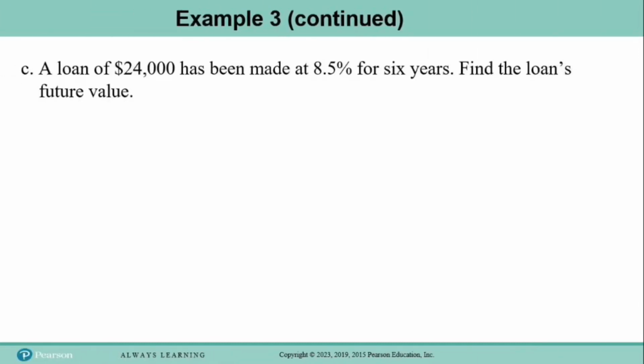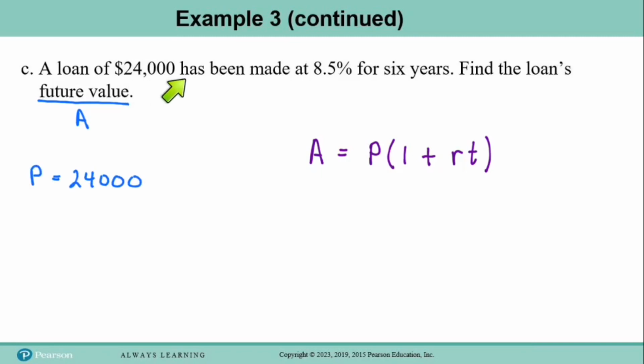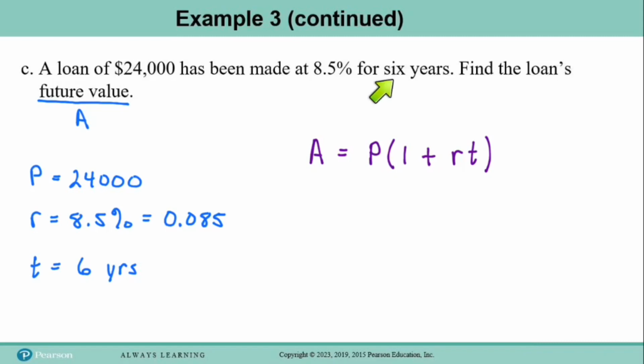So we know that we are looking for A, which is the future value, and of course the formula is A equals P times 1 plus RT. All right, now the principal is the $24,000. The rate is 8.5%, or in decimal form 0.085, and the time is 6 years. So luckily for us, this time was given in years, so we will not need to make any adjustments in this case. The time was already given in years.